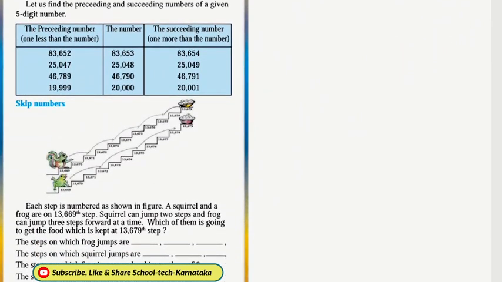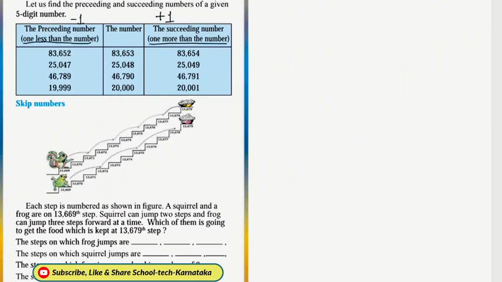So, what is a preceding number? A preceding number is one less than the given number. And what is the succeeding number? The succeeding number is one more than the given number. How do we find the preceding number? We subtract 1 from the given number. And how do we find the succeeding number? We add 1 to the given number.